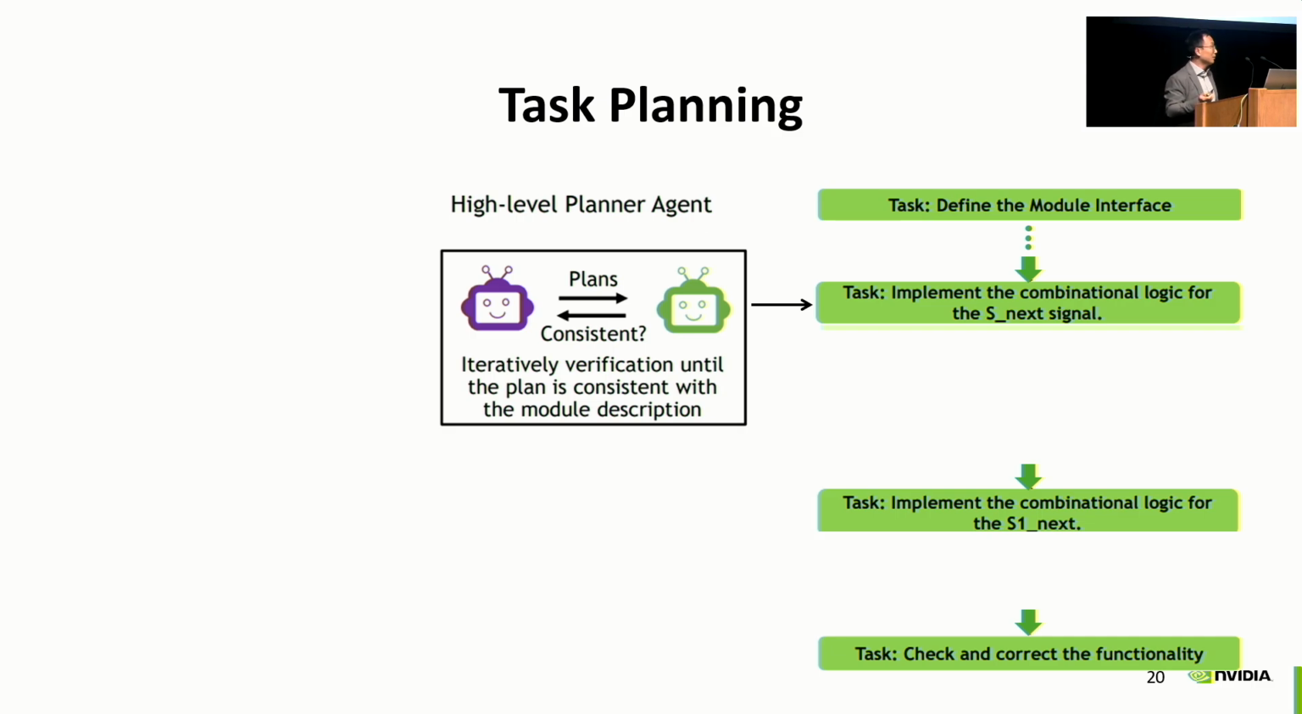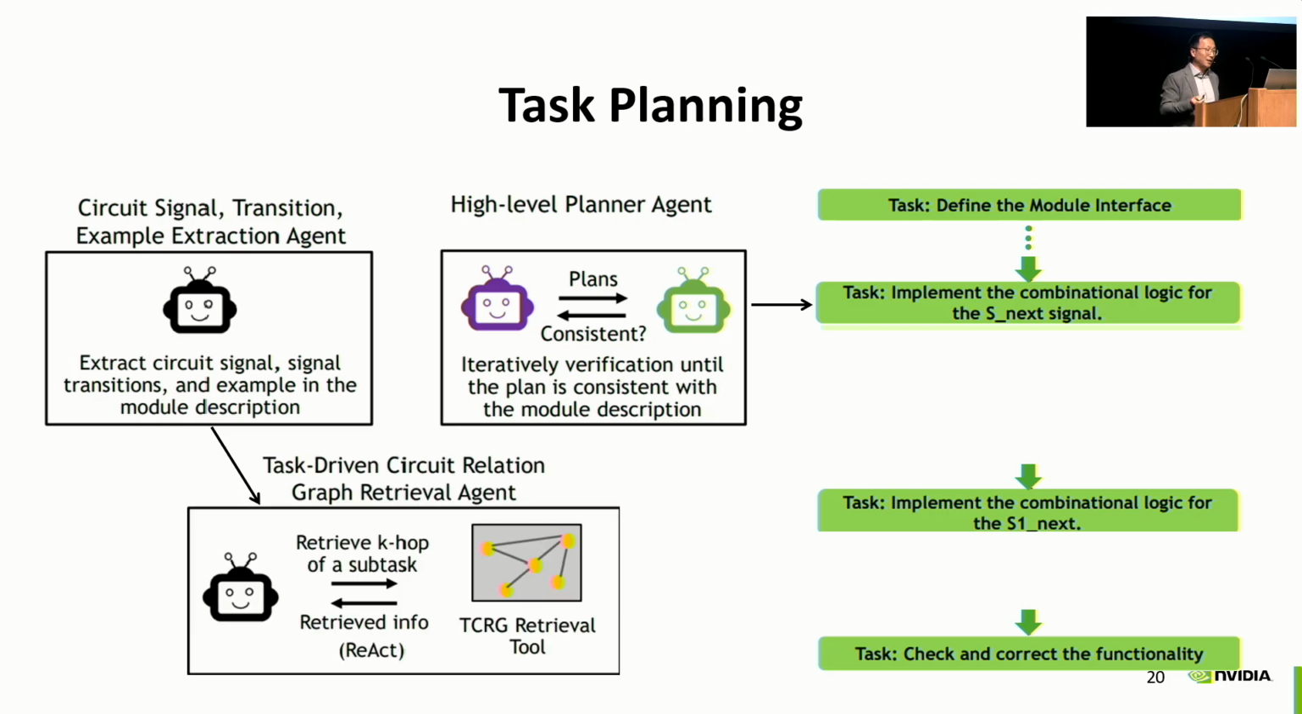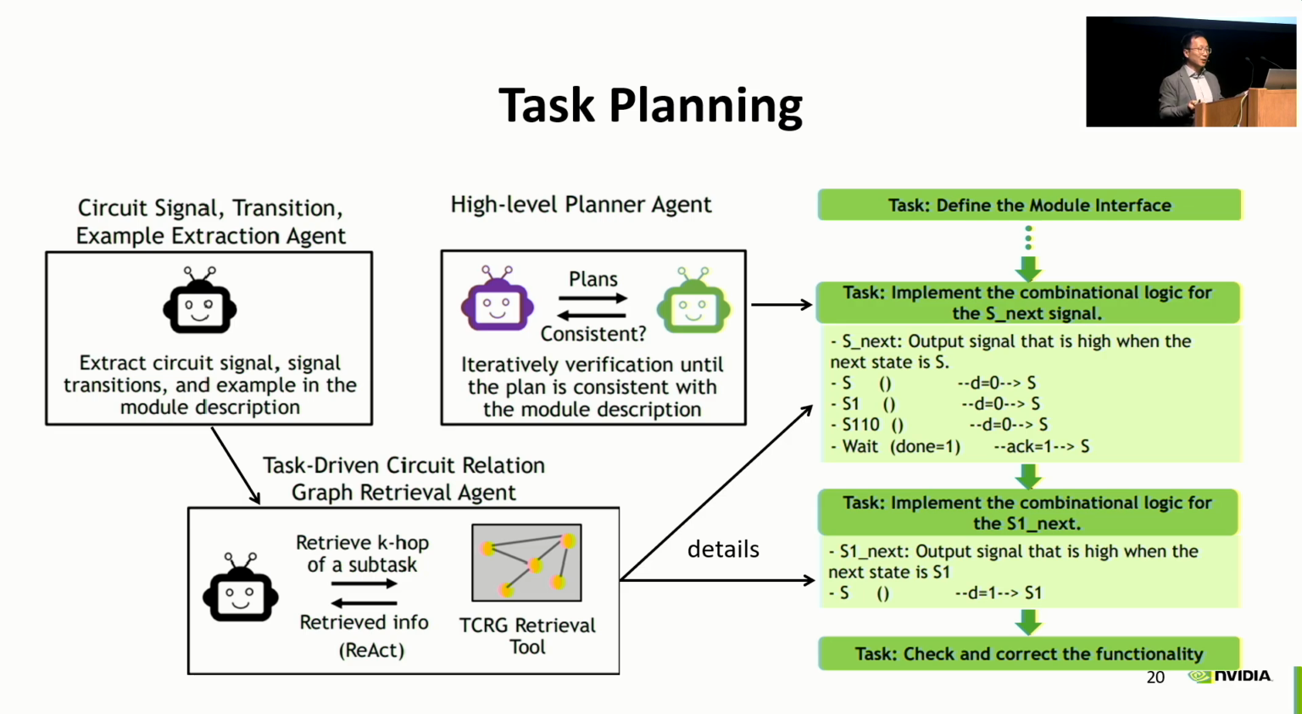Yeah, so this is accomplished by additional agents. The first one will extract the relevant circuit information and build a TCRG graph, right? And the other one will relate the task that it needs to generate, as well as the graph, to extract the relevant nodes and add that information to the original plan. So now we have a more detailed plan. So this is a multi-agent system to figure out how to create the right plan for implementation.